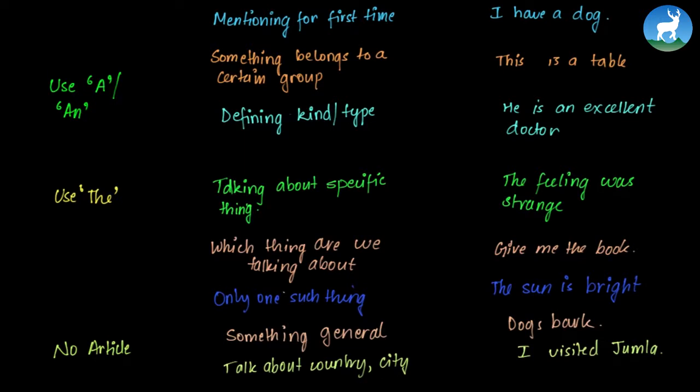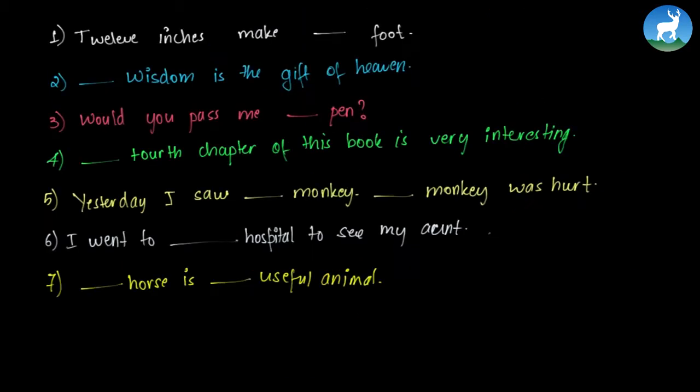We also have the option not to choose any article. So when do we do that? We don't choose any article while we are talking about something general, like dogs bark. When we talk about countries or cities, I visited Jumla. I visited Nepal. We will see a few more examples. These are the questions. Now we will insert appropriate articles wherever necessary in these sentences.